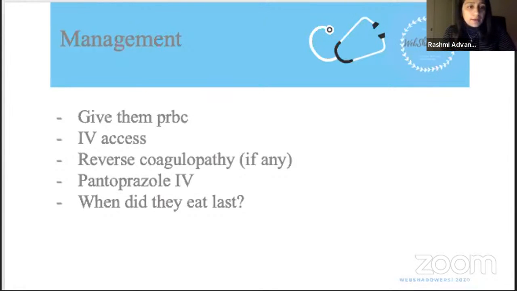And then the other thing to ask is, when did they eat last? Because that allows you to determine whether you need to protect the person's airway when you're performing a procedure. So a lot goes into the pre-assessment prior to your procedure.